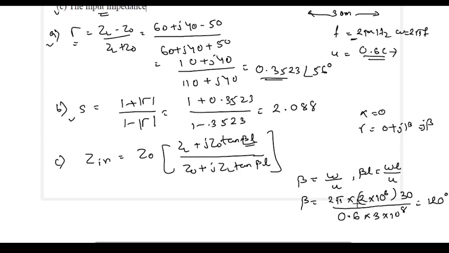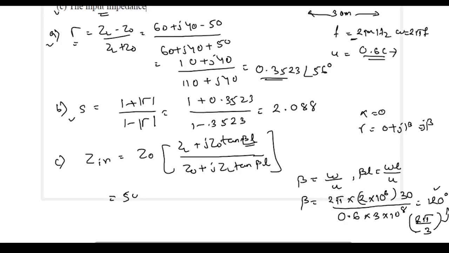Since omega is used here, it will come in radians, and then you can convert that to degrees. The value will actually come as 2 pi by 3 radians, and you can convert that to degrees, it will come as 120 degrees. You can use 2 pi by 3 directly in the formula as well, but make sure that your calculator is in radian mode. If your calculator is in degree mode, then you have to use 120 degrees. That's what you need to take care of.